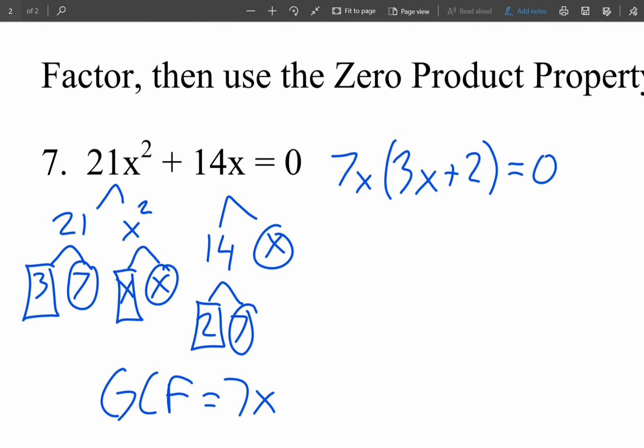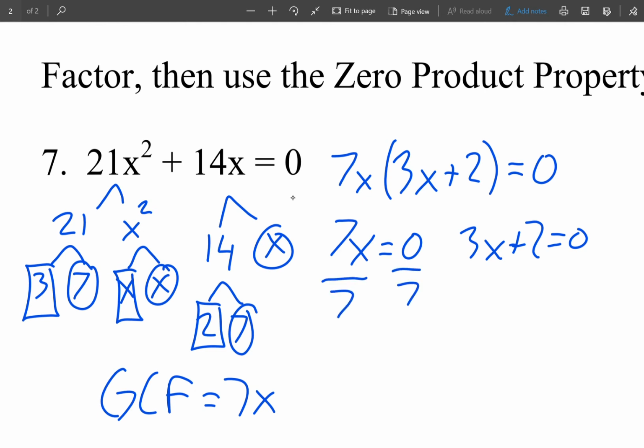Zero product property says if two things multiply to get 0, either the first one, 7x, equals 0, or the second one, 3x plus 2, equals 0. And we just treat these as two simple equations. On this side, I'll divide by 7 to get x equals 0. 0 divided by 7 is 0. On this side, I'll have to subtract that 2 first.